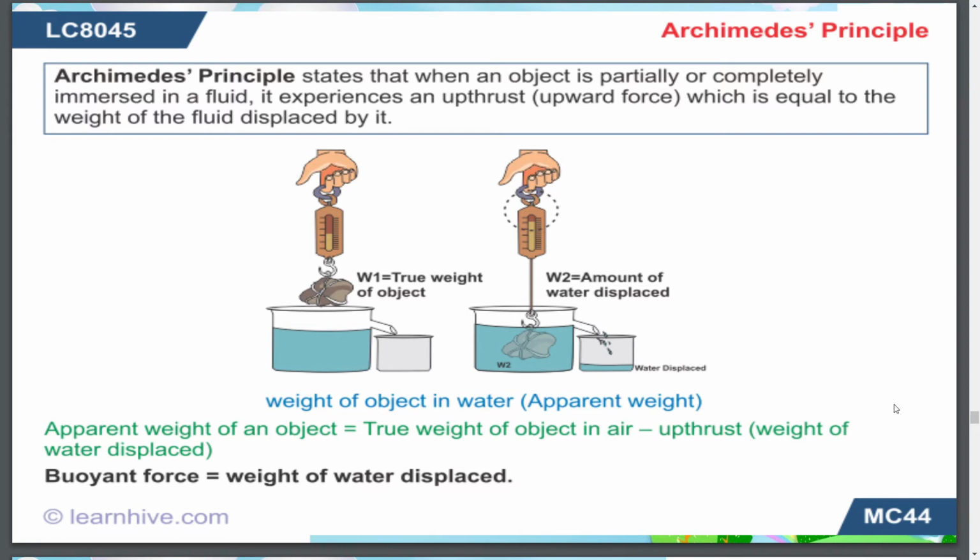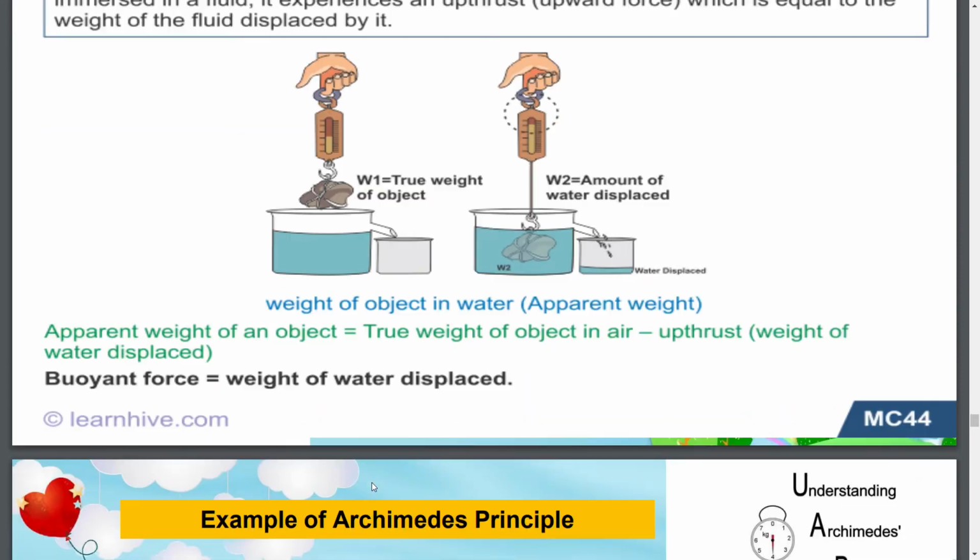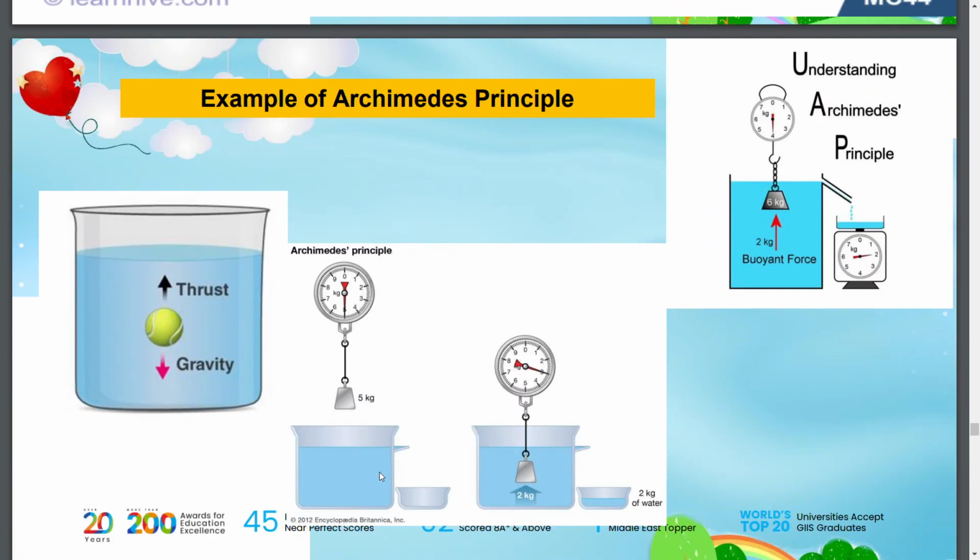So here, as you can see, the Archimedes principle states that when an object is partially or completely immersed in a fluid, meaning water or any liquid, it experiences an upward force which is equal to the weight of the fluid displaced. We have seen that the apparent weight of an object is equal to the true weight of the object in air minus the upthrust, which is the buoyancy force, the weight of the water displaced.